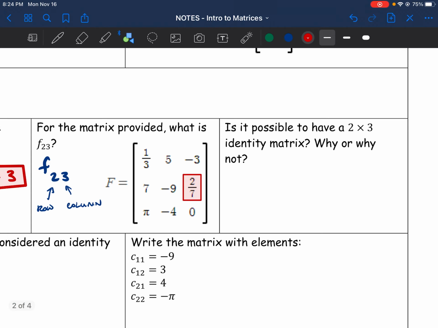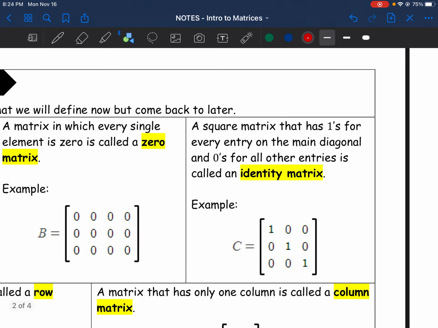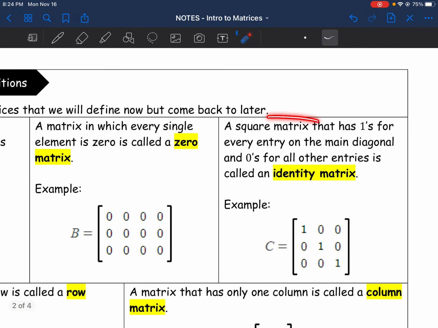In our next example, is it possible to have a 2 by 3 identity matrix? Why or why not? Well, let's look back at the definition of identity matrix. To be an identity matrix, a square matrix that has 1s for every entry on the main diagonal and 0s for all other entries is an identity matrix.